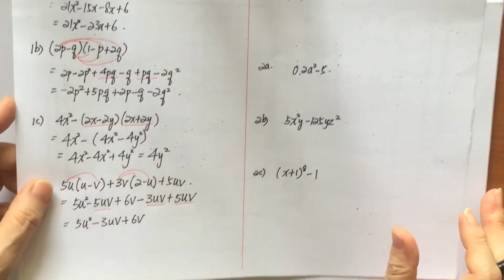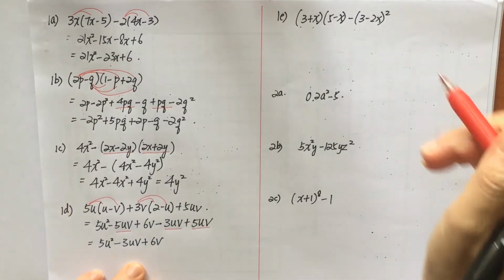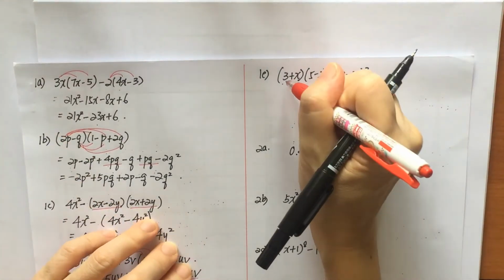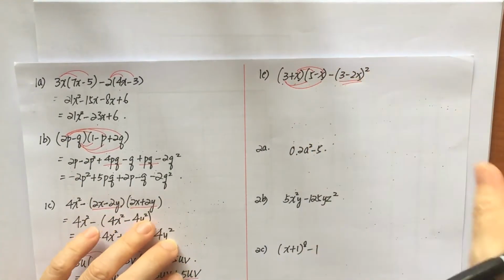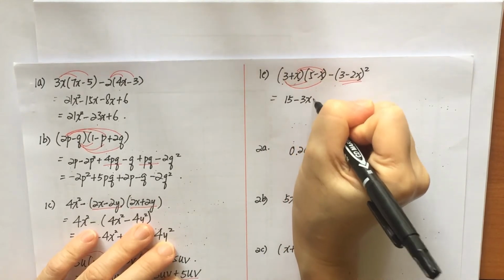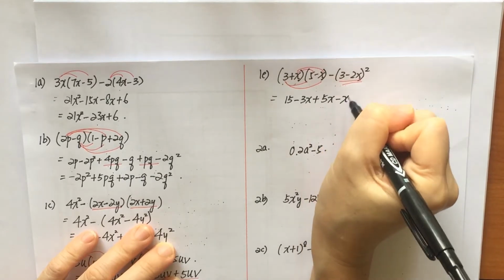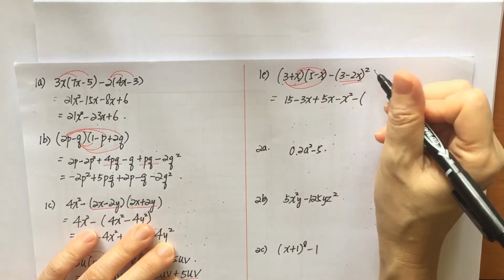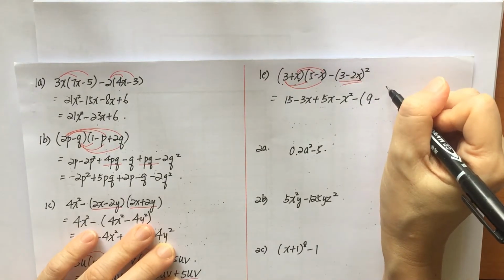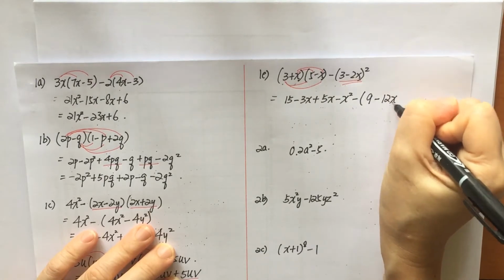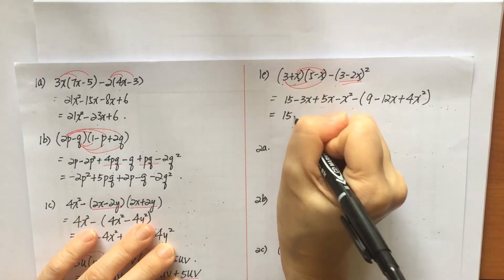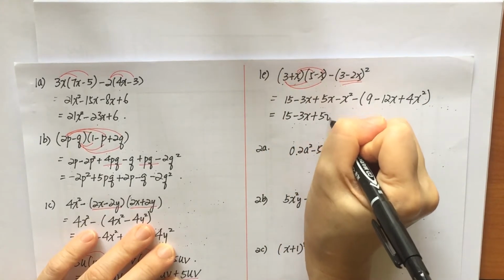Next is E, 1E. There's a perfect square here, and for the other one you will just use 3 to multiply and then x to multiply. So you will have 3 times 5, 15 minus 3x plus 5x minus x squared. Then minus away the product, the perfect square here. So you have a minus 2ab, which is 12x, and then plus 4x squared. So together we have 15 minus 3x plus 5x minus x squared.